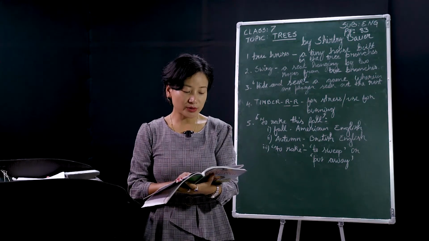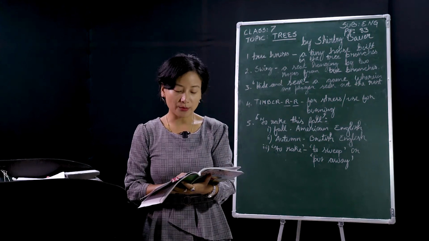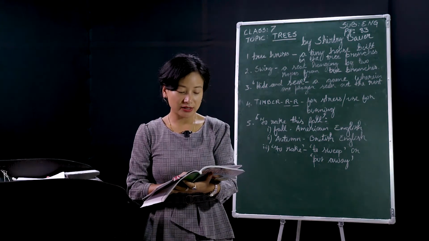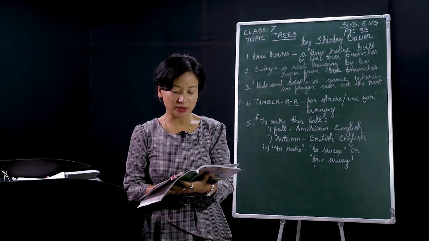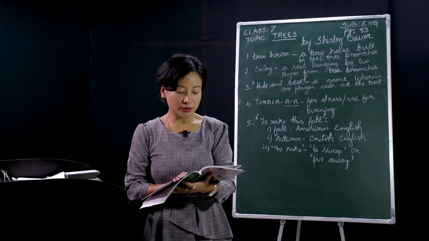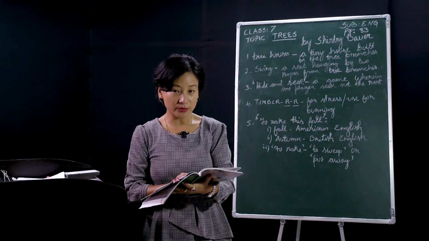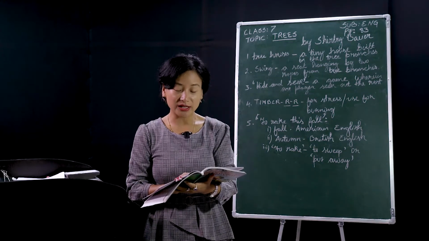Now, question number 2.2. Trees are for apples to grow on, or pears. Do you agree that one purpose of a tree is to have fruit on it? I'm sure you would agree. Or do you think this line is humorous? So underline the word humorous. When we say humorous, we mean funny.